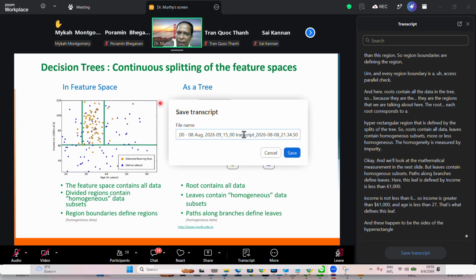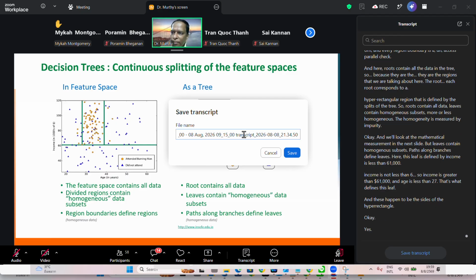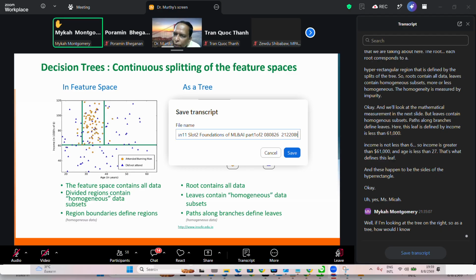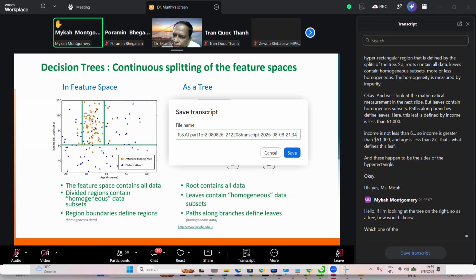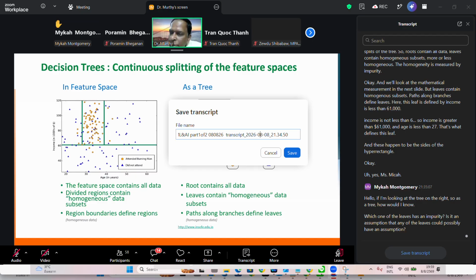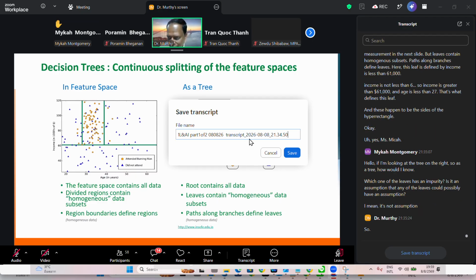Yes, Miss Micah. Hello. If I'm looking at the tree on the right, as a tree, how would I know which one of the leaves has an impurity? Is it an assumption that any of the leaves could possibly have an impurity?